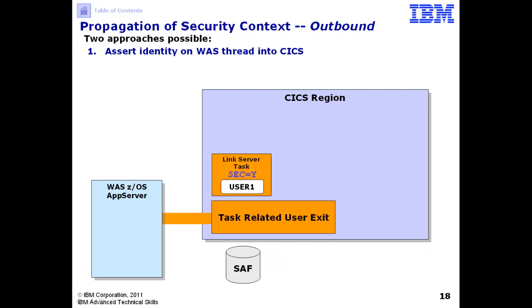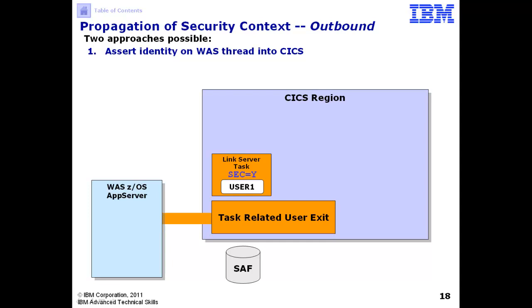The TRUE is started along with the link server task, and a registration into WAS is performed. The link server task itself will have an ID associated with it. This is defined in CICS. Notice the security equals yes parameter for the start of the link server task.